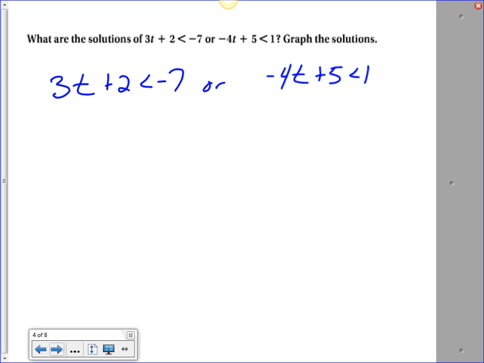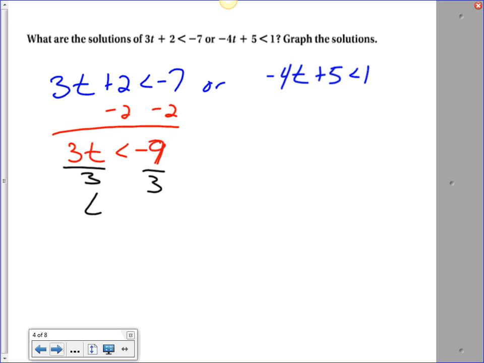So if I take a look at this first side, first thing I'd do is subtract 2 from both sides. So I'd be left with 3t is less than negative 9. Sorry, not negative 7, negative 9. Next thing that I would do, I'd simply divide by 3, and I'd be left with t is less than negative 3. So that would be part of it.